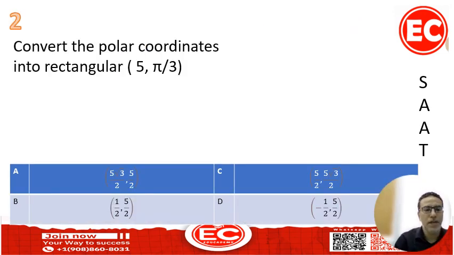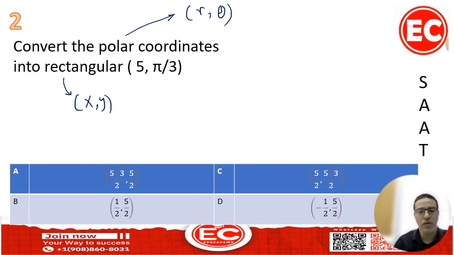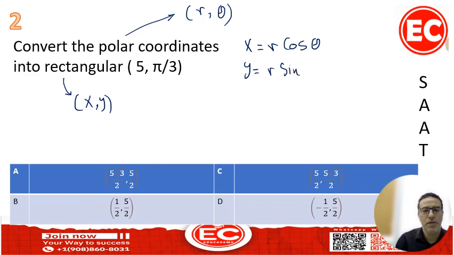Convert the polar coordinates into rectangular coordinates. We mean by the polar coordinates r and the measure of the angle theta, and rectangular is x and y. And the only relation you need to know in Tahsili about the polar and rectangular is that x is equal to r cosine the measure of the angle, and y is equal to r sine the measure of the angle. So if you cannot work with pi over 3, all you have to do is change it into degrees. So it's going to be 180 over 3, which is equal to 60 degrees.